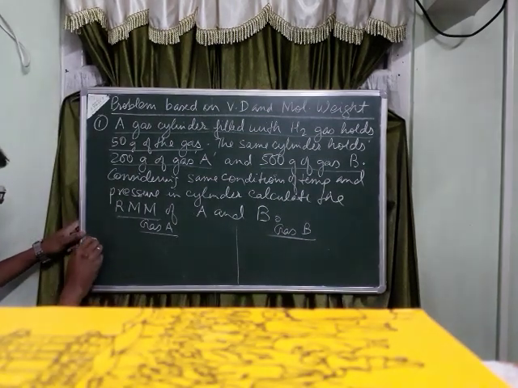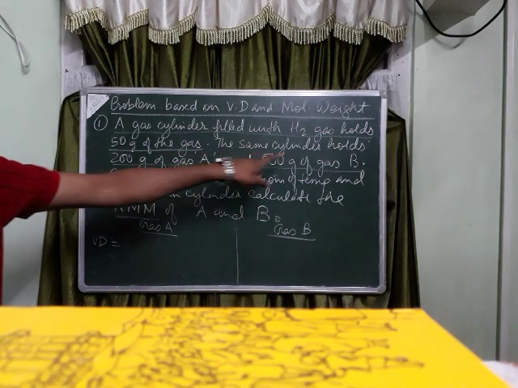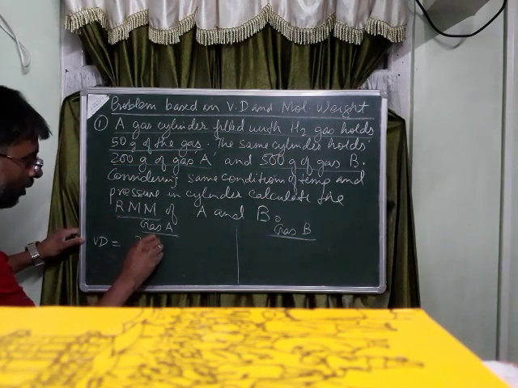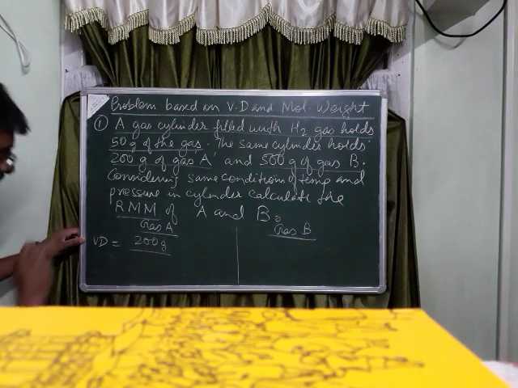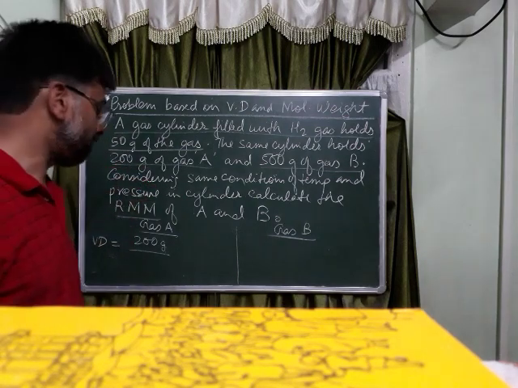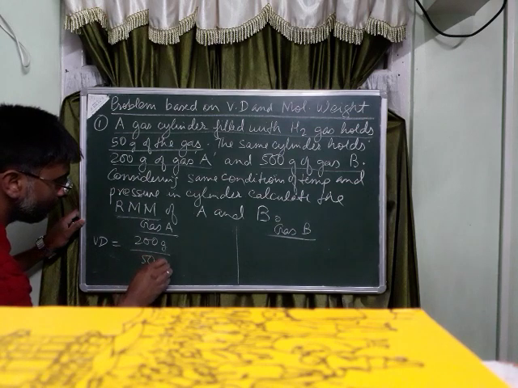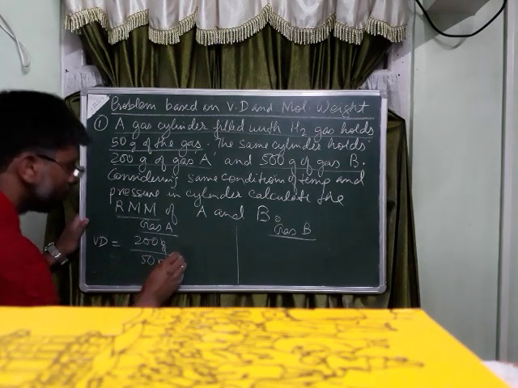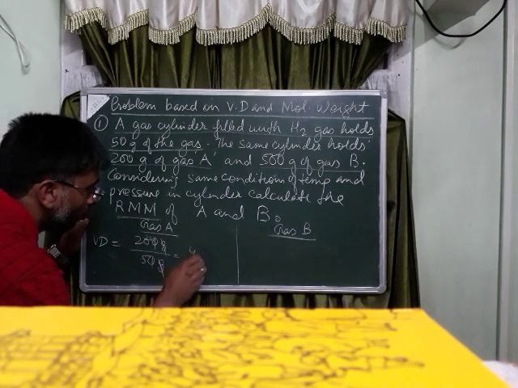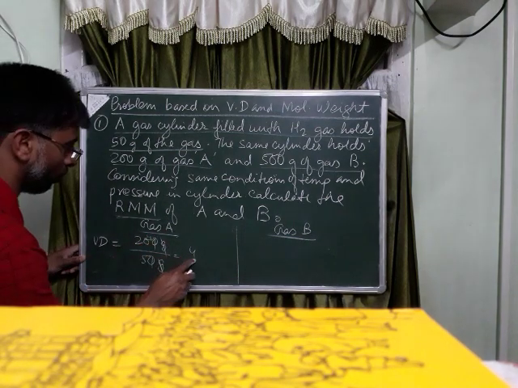For gas A, vapor density is mass of gas A. How much? Let us see. Mass of gas A is 200 gram, divided by the mass of an equal volume of hydrogen, because the cylinder is the same. So the mass of an equal volume of hydrogen is 50 gram. The 50 gram will cancel, so here I will get 4. Vapor density has no unit, so the vapor density of gas A is 4.